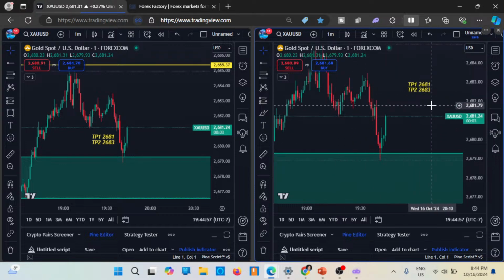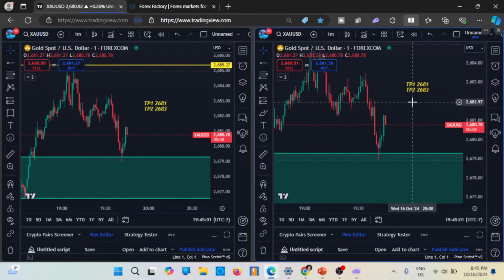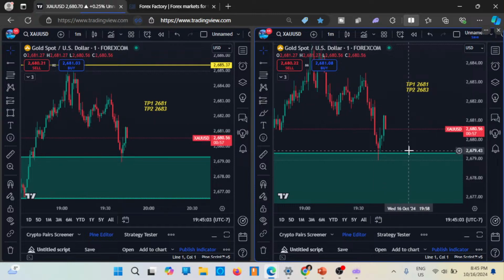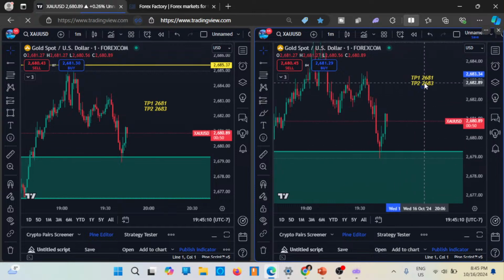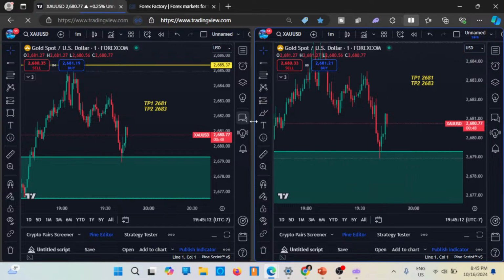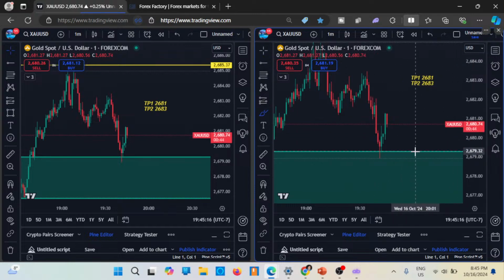TP number one just got hit. This was a very quick buy, guys. Okay, I took it very quick. TP number one got hit. The price returns back to this zone again and holds it. That could be a chance to enter the trade again. Okay, because price already tapped into the support, it held it, so this is great. If it comes back again the second time and holds it, you can enter another buy.